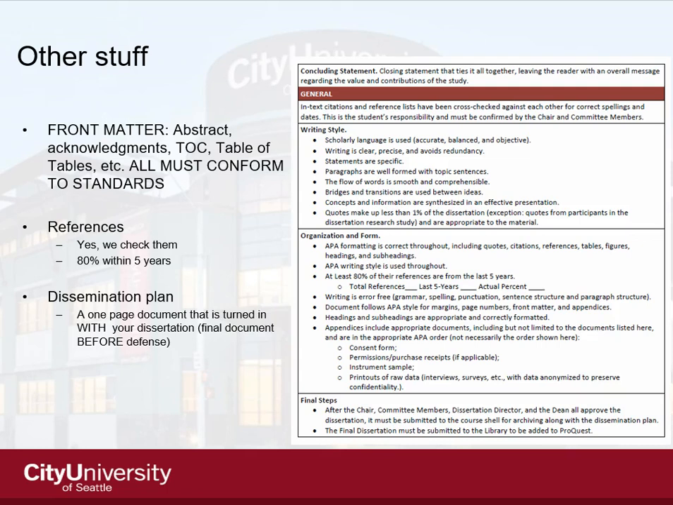You have one final thing, and that is called the dissemination plan. The dissemination plan is a one-page document. This is separate from your dissertation. It can be a Word document, it can be bullet points, whatever. It is turned in with your dissertation before the defense. The dissemination plan is essentially what you are going to do with your dissertation.